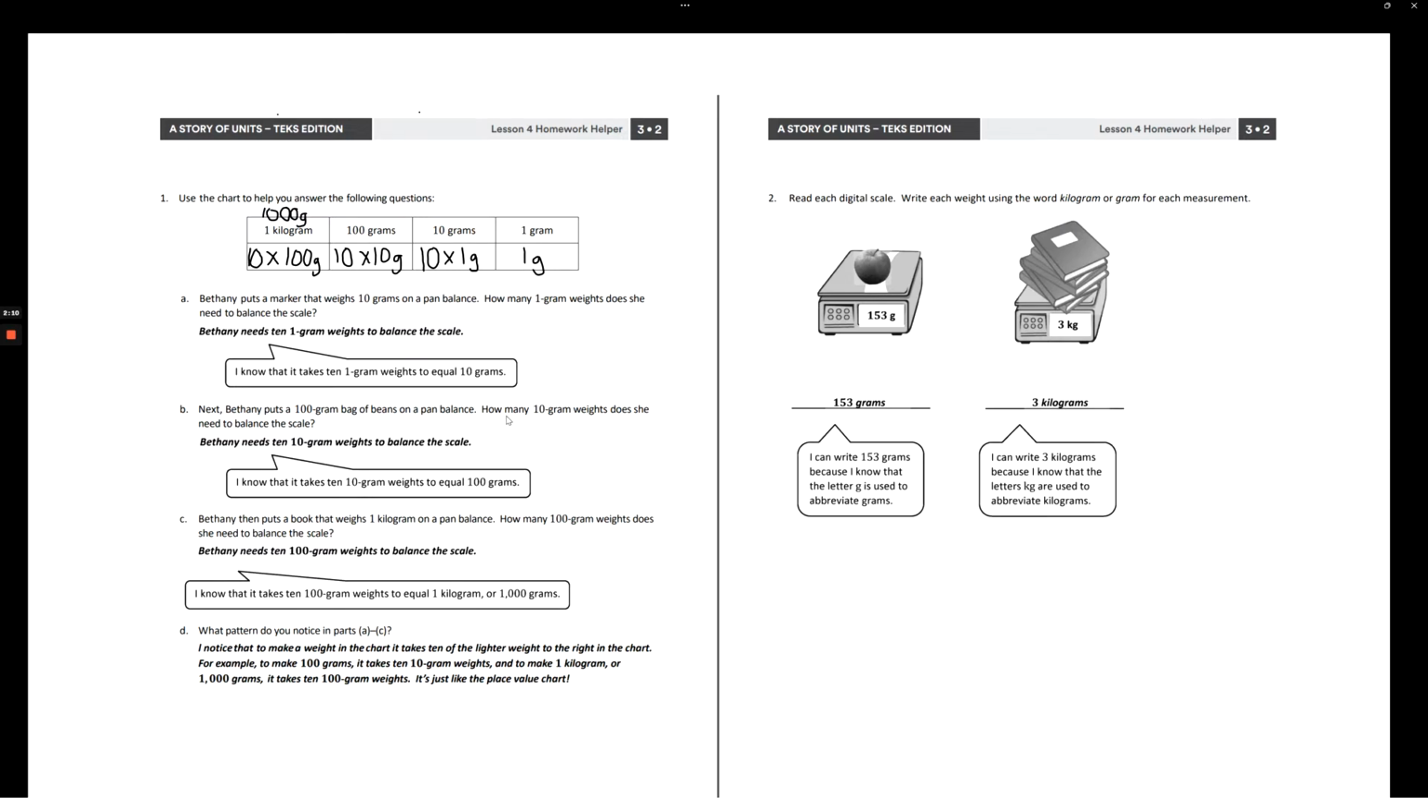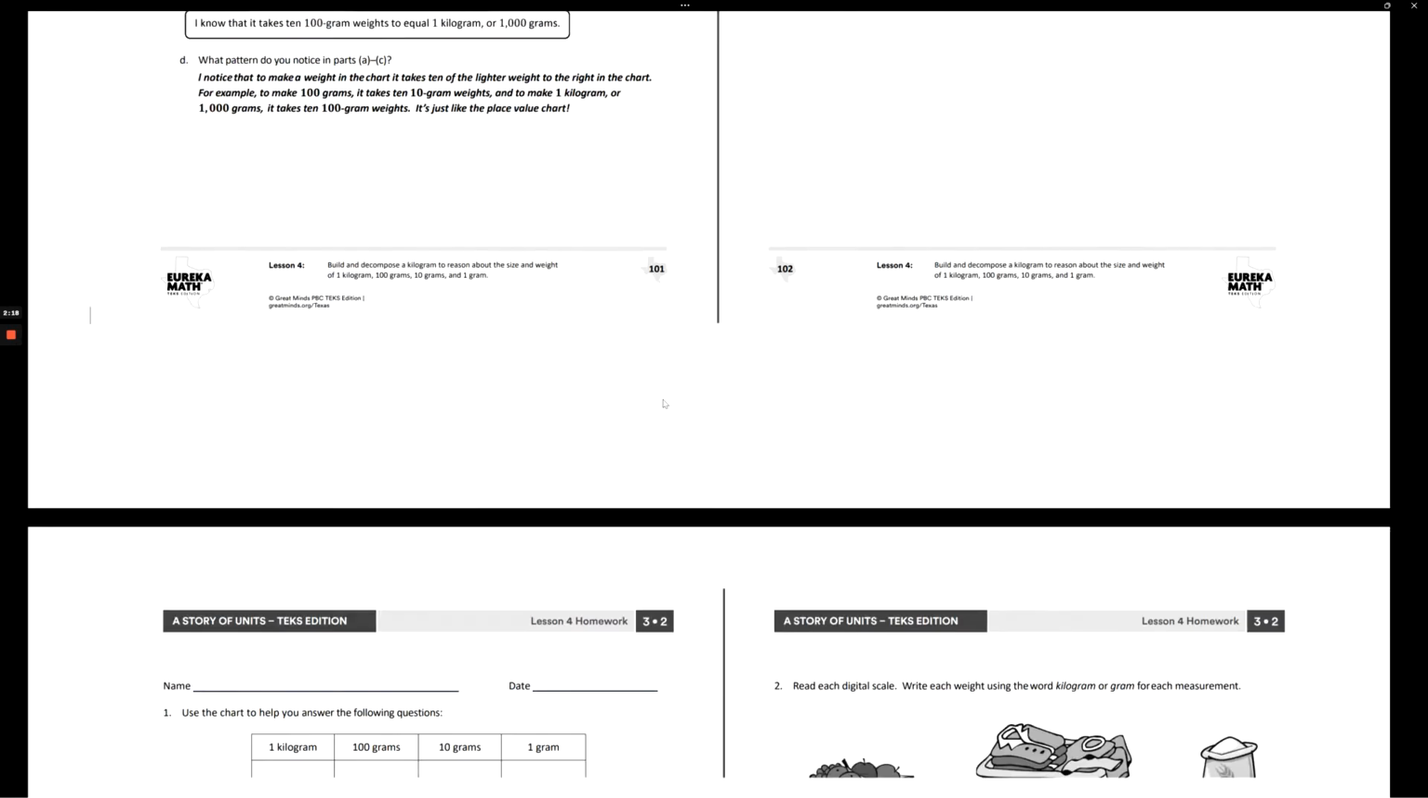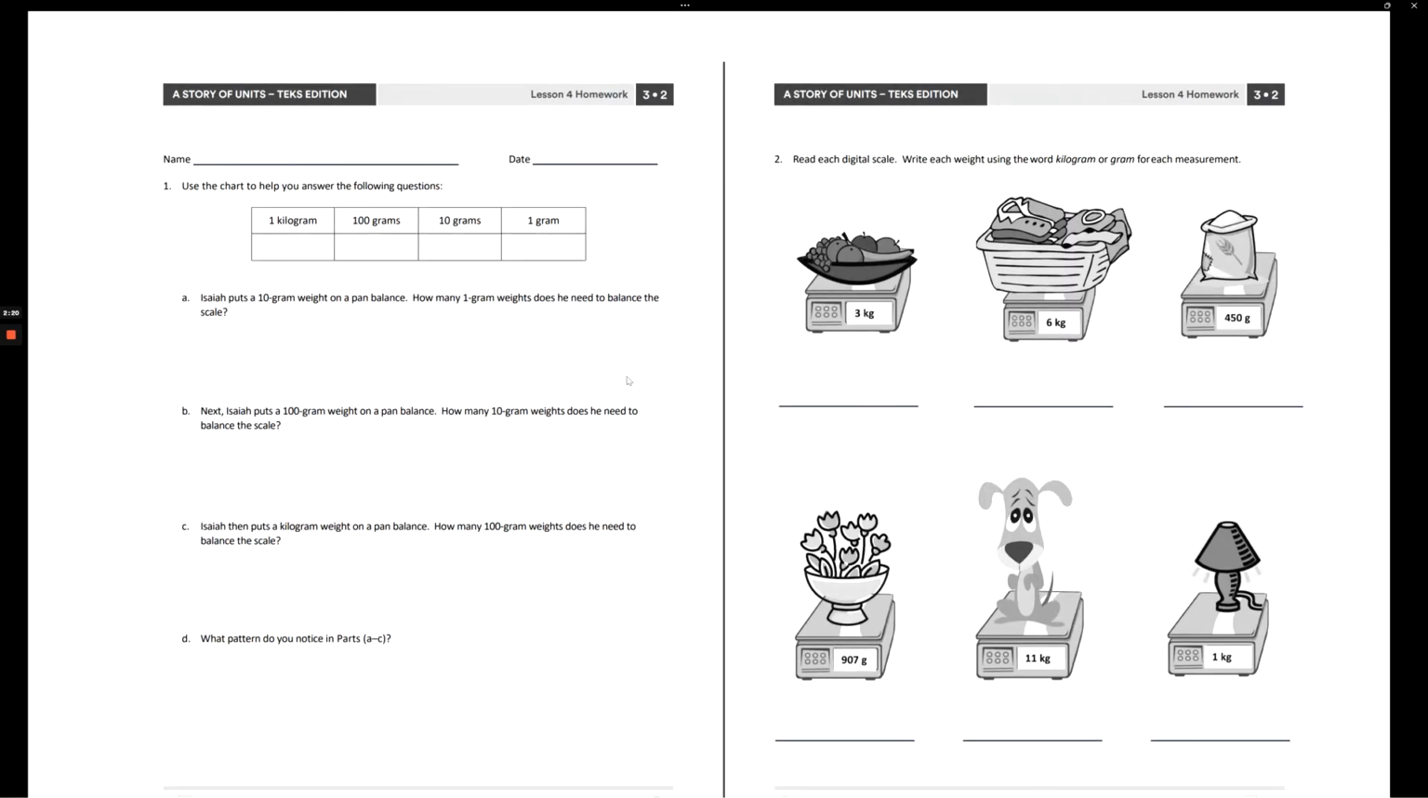We have these neat little homework helpers that go home with you, so mom and dad can help you with your homework. It explains, gives you example problems and all that, so these are really helpful. But let's get down to the homework, and you follow along with me.